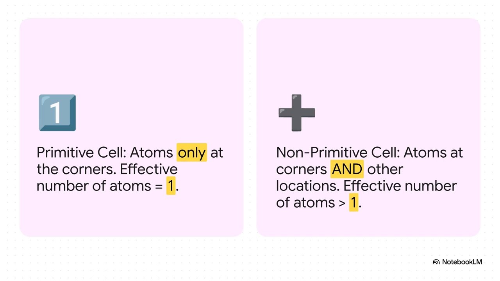See, in that simple cell, each atom on a corner is actually shared by 8 different cells. So any one cell only really owns 1/8 of that atom. You've got 8 corners, each with 1/8 of an atom, so that's an effective total of just 1 atom per cell. But in the other one, you still have that 1 atom from the corners, plus the whole atom that's sitting right in the center. So that's an effective total of 2. And trust me, that difference between 1 and 2, it's a game changer.